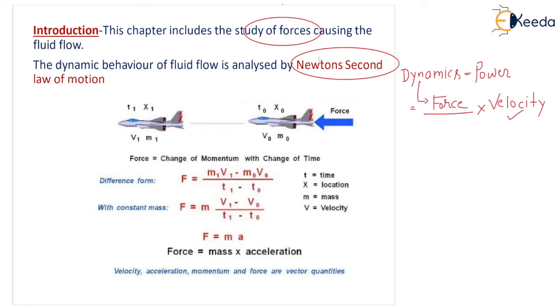The rate of change of momentum is directly proportional to the force applied, and the change takes place along the direction of the applied force. You can see in this example, force is applied here. X naught is the initial coordinate, initial time of the aircraft. Then the final coordinate, final time. Same way, initial mass will remain constant, V naught is initial velocity, then final velocity, and m1, considering mass is not changing here.